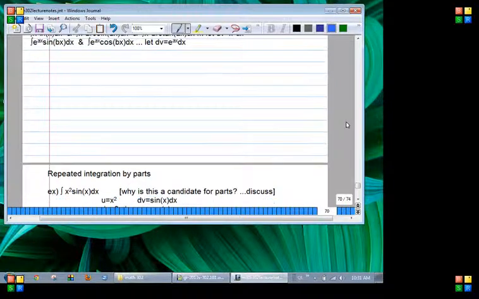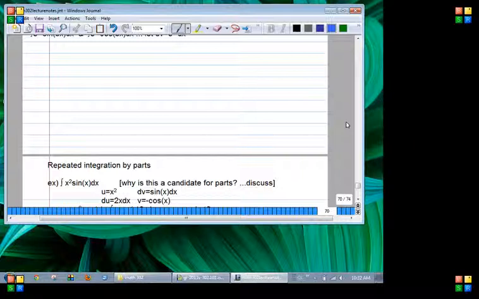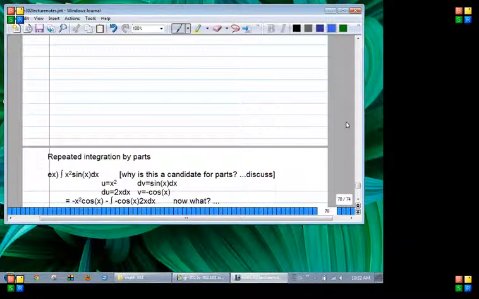So start off by saying u equals x squared and dv equals sine x dx. Then we have to say what du and v are. So du is 2x dx, and v is negative cos x. Now we rewrite the integral. You get negative x squared cos x, and then minus the integral of negative cos x times 2x dx. So like this. And so, now what?